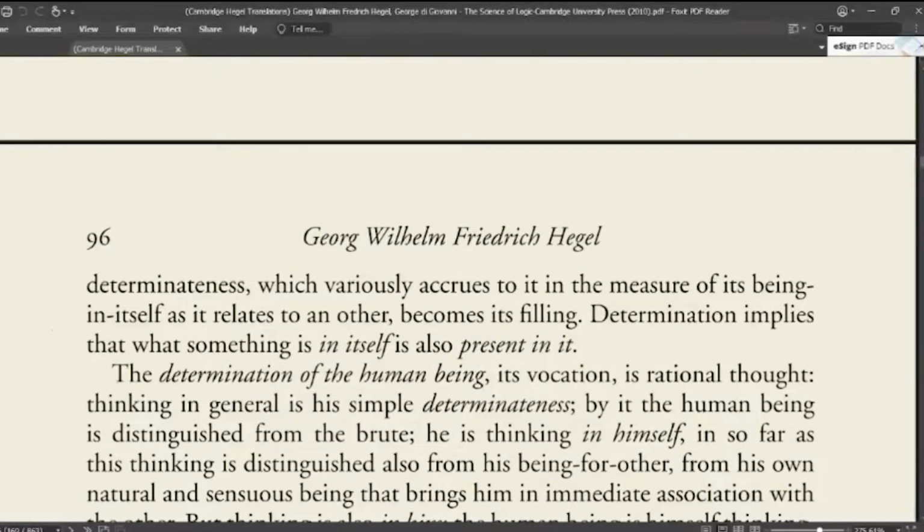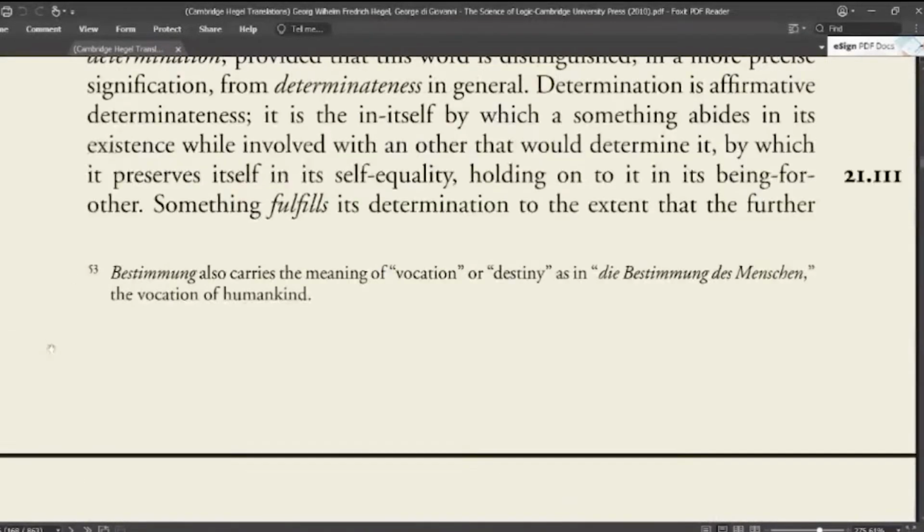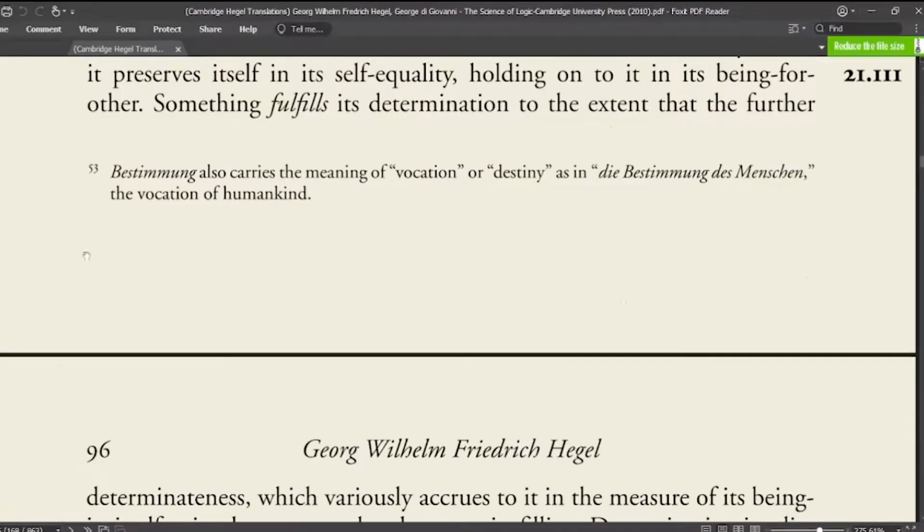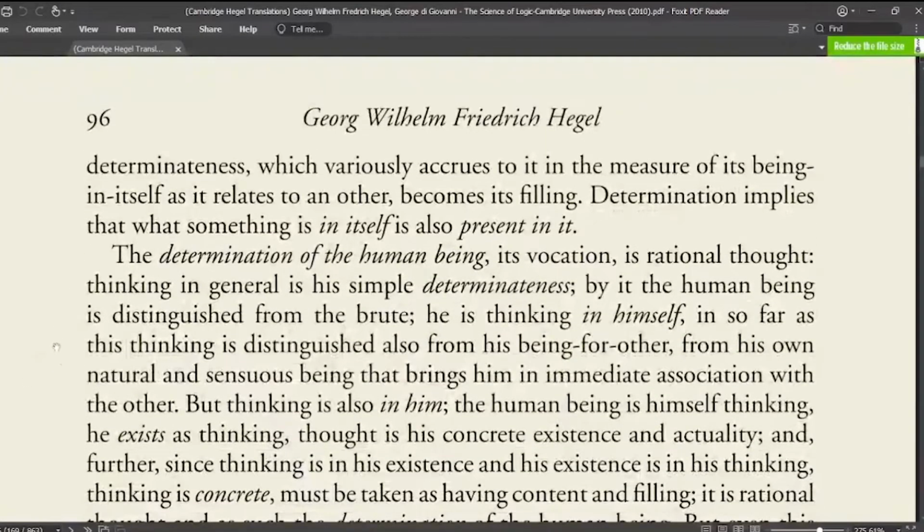Actually, this footnote of the prior page is important. Determination is, in German, Bestimmung. Bestimmung also carries the meaning of vocation or destiny, as in Die Bestimmung des Menschen, the vocation of humankind, which is a work by Fichte, which is, I think, pretty good.